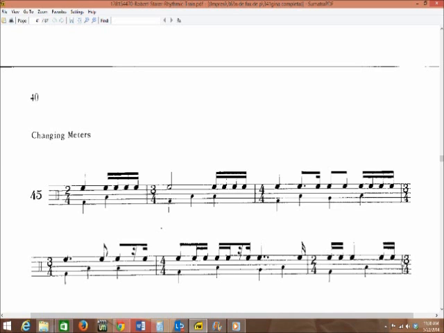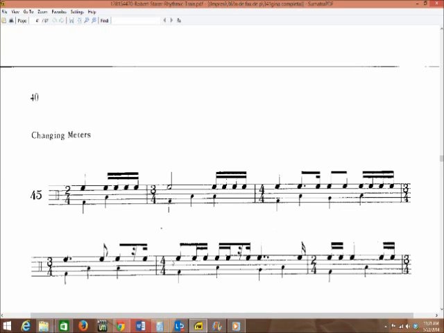Let's do this measure by itself first, and then we'll do the whole thing. So here's my quarter note pulse. Eighth notes go jun, jun, jun, 16ths are jun, jun, jun, jun, jun, jun, jun, jun. Here's the last measure. Here we go, and ta, ta, ta, ta, ta. Okay, that's the last measure.